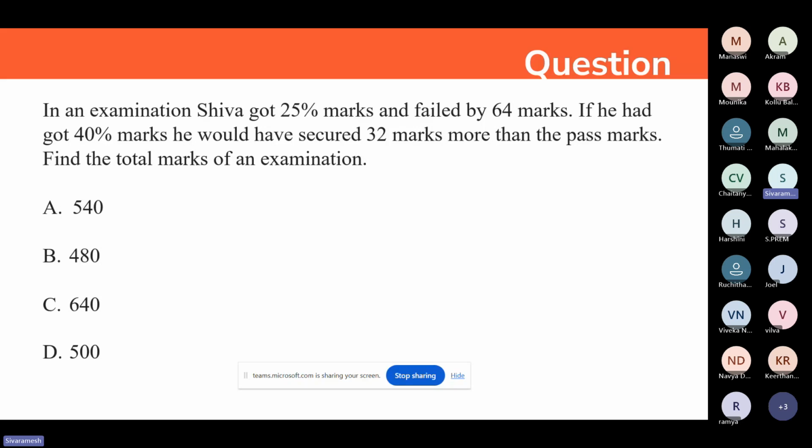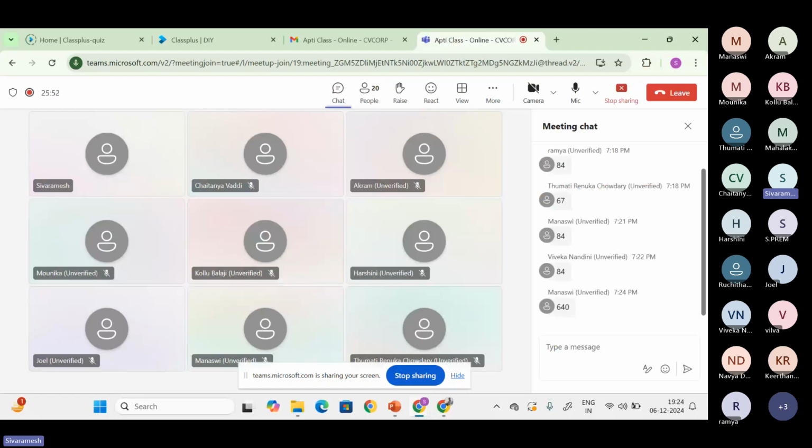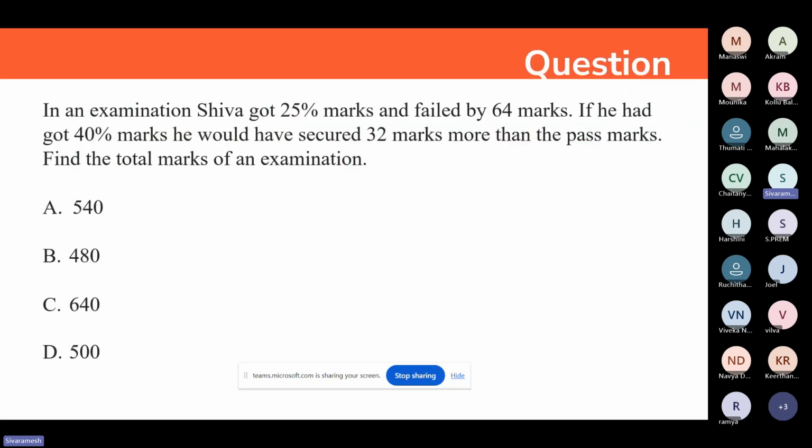Okay, let me check. Yes, I got an answer from Manasvi. He posted it as 640. Okay, very good. So first understand the logic here. Let me solve this question.